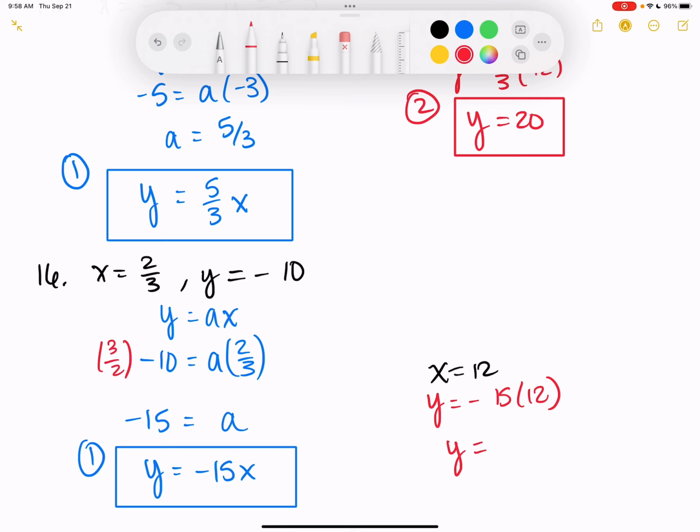Nope. It's higher. 160. Higher. Negative 180. I knew we'd get there eventually. All right. We okay with that type? All right.